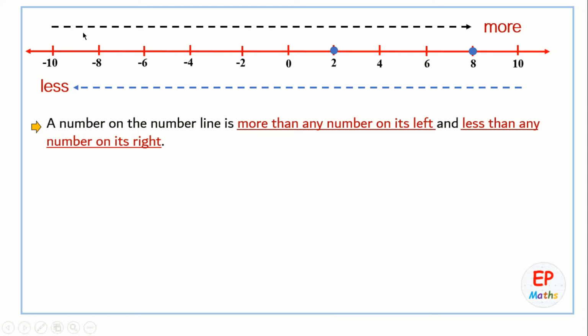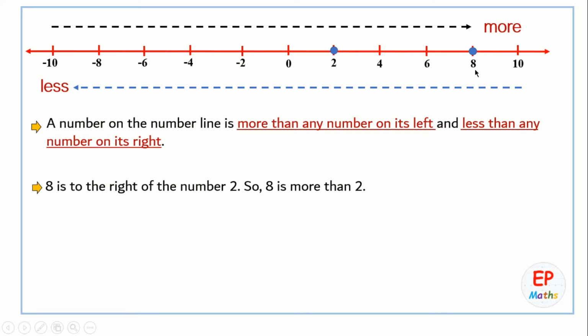Okay? Now, look at two integers, positive 2 and positive 8. Okay? You can see that 8 is to the right of 2, and for that case 8 is more than 2. We can write that as 8 is more than 2. But you can also say 8 is greater than 2, or you can say 8 is bigger than 2.